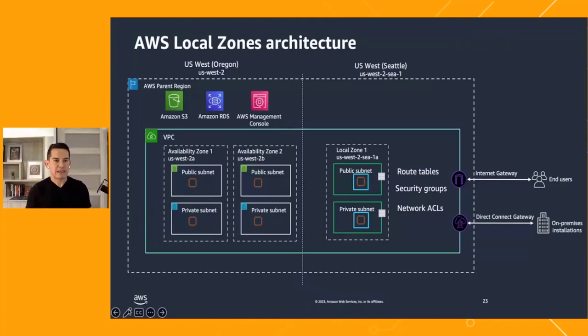Routing, security groups, and network access control lists are things that you can reuse and reconfigure if you require that in the local zone itself.